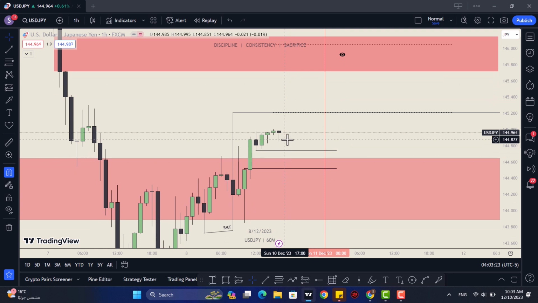Now, again, we need to wait for the lower time frames to align with this idea on this fair value gap right here, or maybe this order block, right? And it needs to align with time. So this is very, very important. Don't force anything. Be selective with your trades this week.